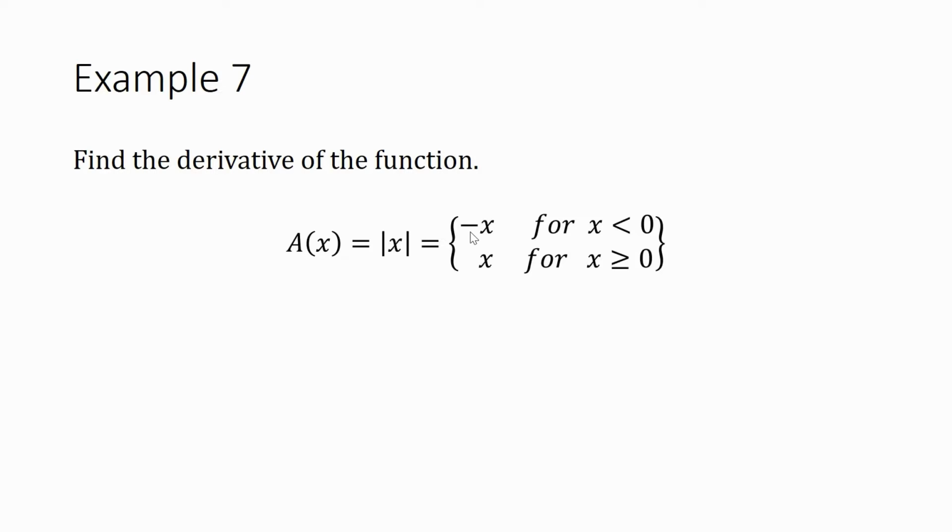Now, how do we do that? Well, we're going to find it in pieces. We're going to find the derivative when x is less than zero, and we're going to find the derivative when x is greater than zero. And then for x equals zero, where this thing is cut off, we need to see if the limits match up or not.